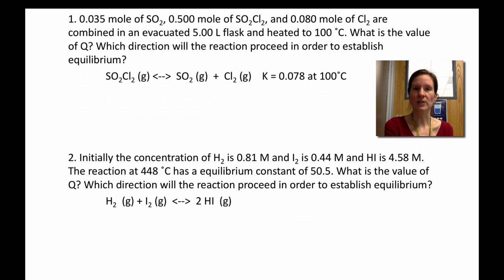If for number 1 we do a calculation where the value of Q is less than K, then the reaction is going to shift to make the Q value bigger, because you aren't going to get to equilibrium until Q equals K. The way we make Q bigger is we shift toward products. So if we calculate that Q is less than K, then we will be product favored and we'll shift towards the right. If instead we calculate that Q is greater than K, then we're reactant favored and we'll shift towards the left. That's it for this.